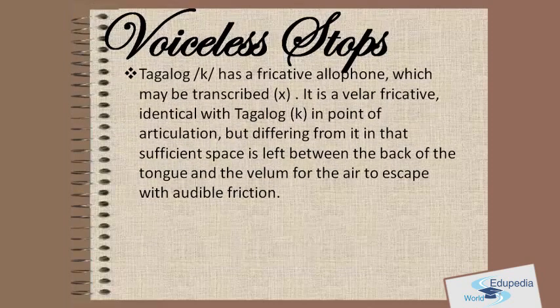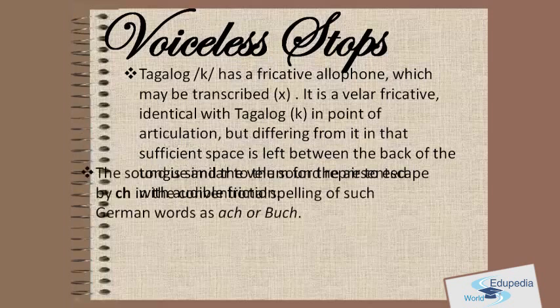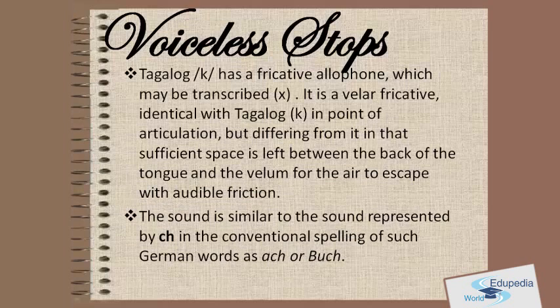Tagalog K has a fricative allophone, which may be transcribed X. It is a velar fricative identical with Tagalog K in point of articulation, but differing from it in that sufficient space is left between the back of the tongue and the velum for the air to escape with audible friction. The sound is similar to the sound represented by ch in the conventional spelling of such German words as ach or bach.